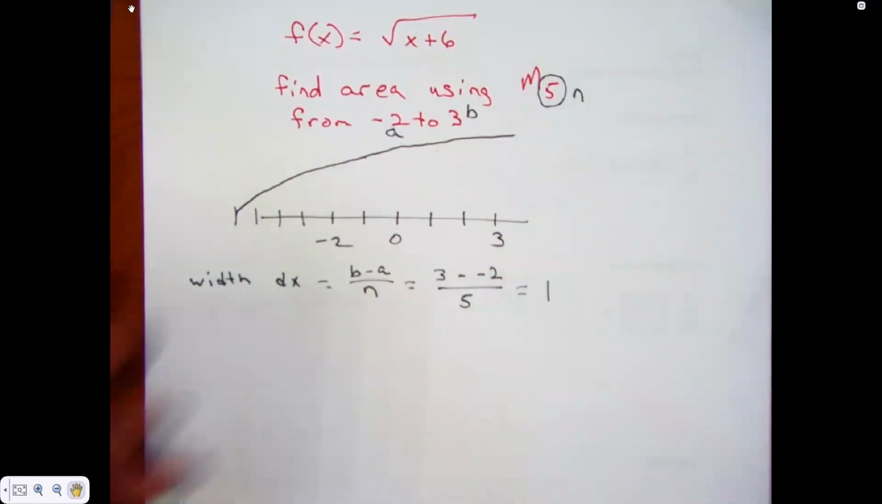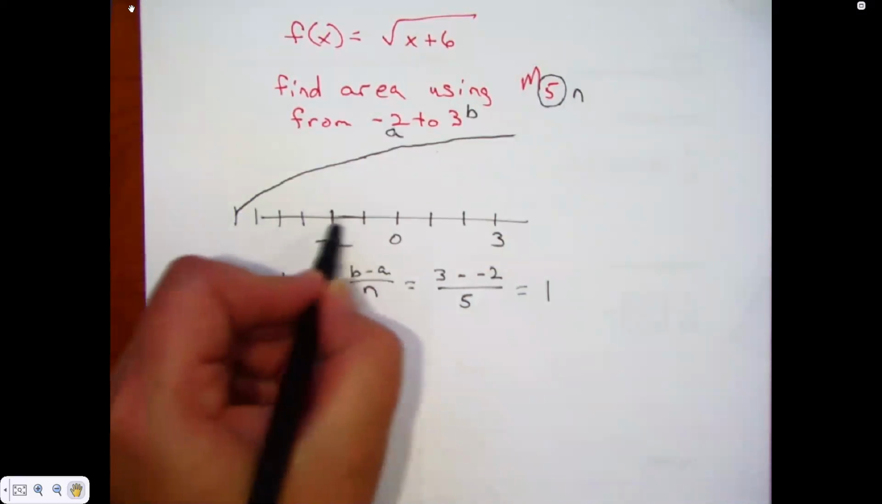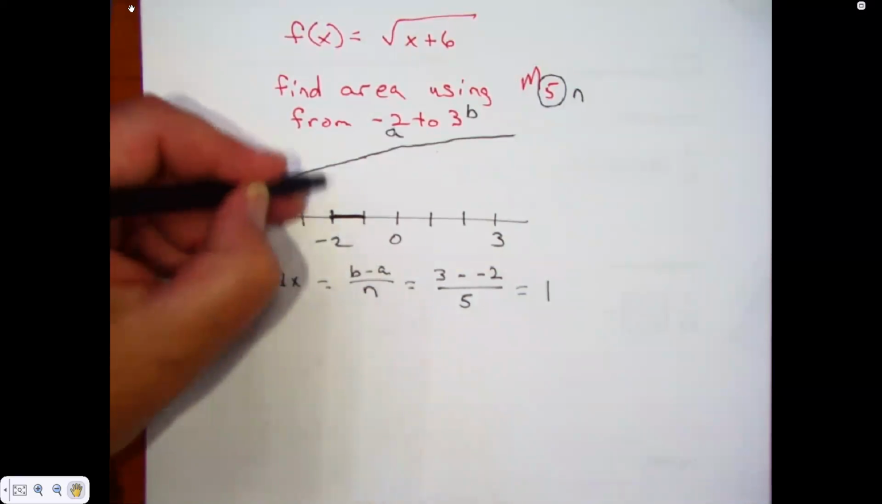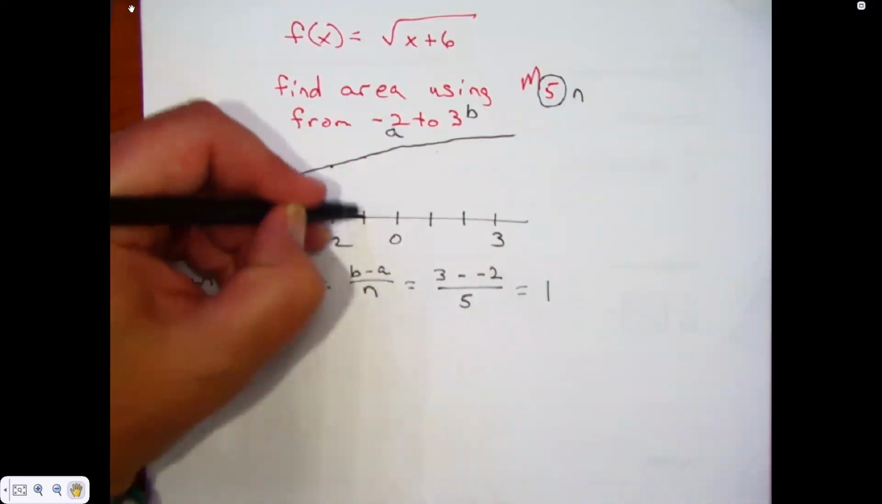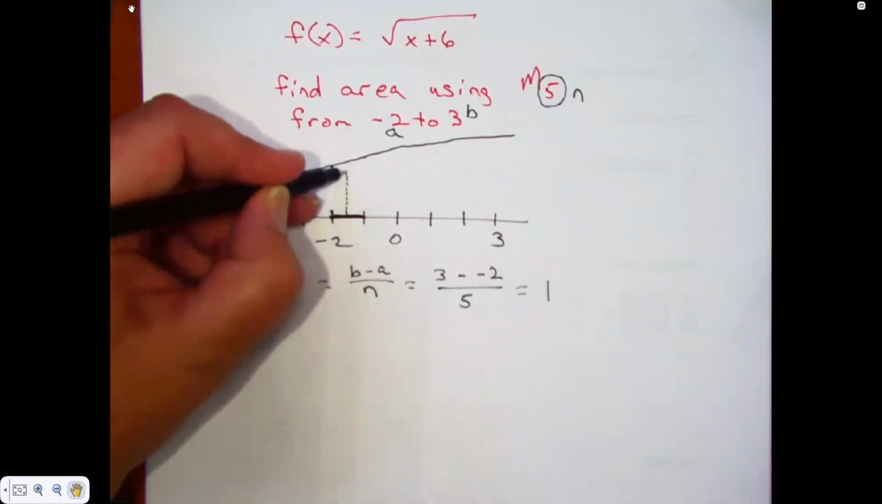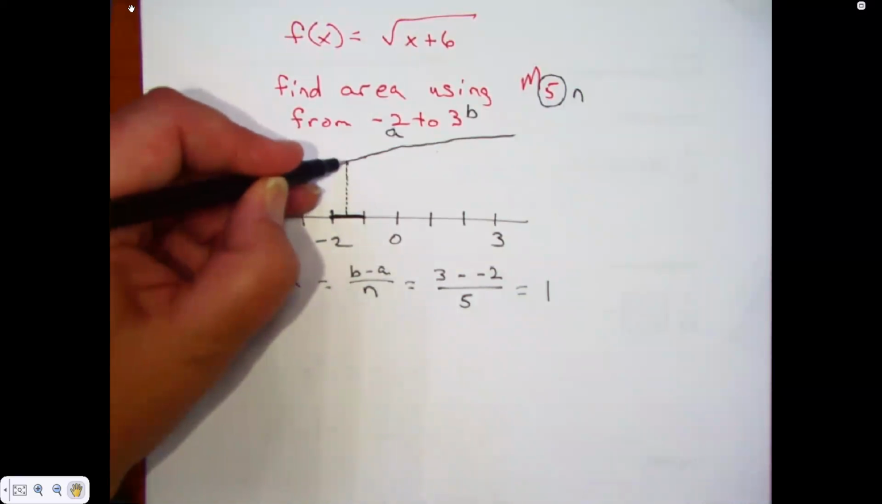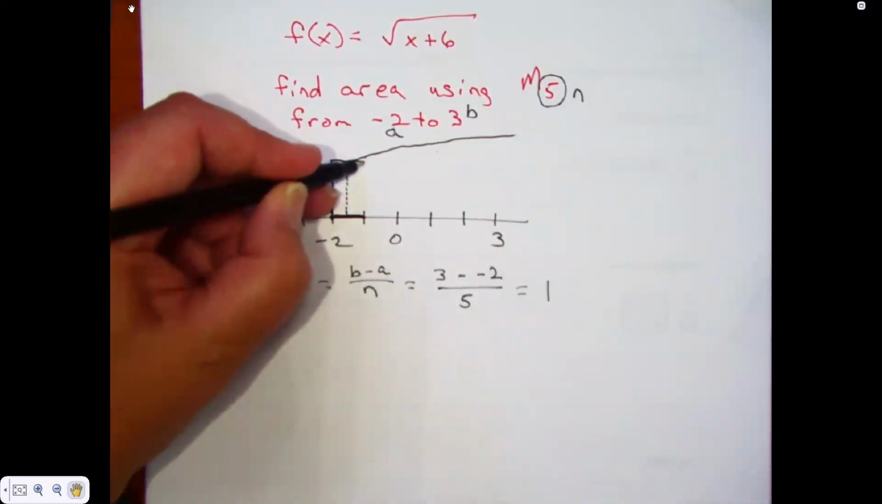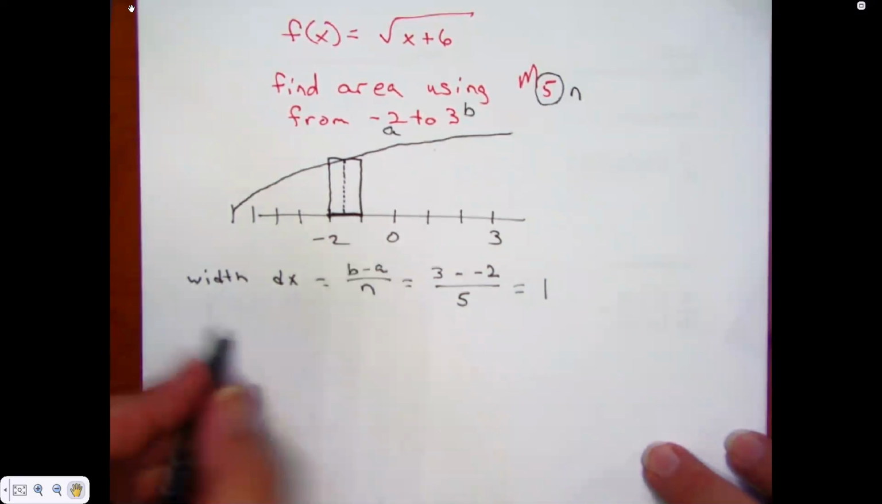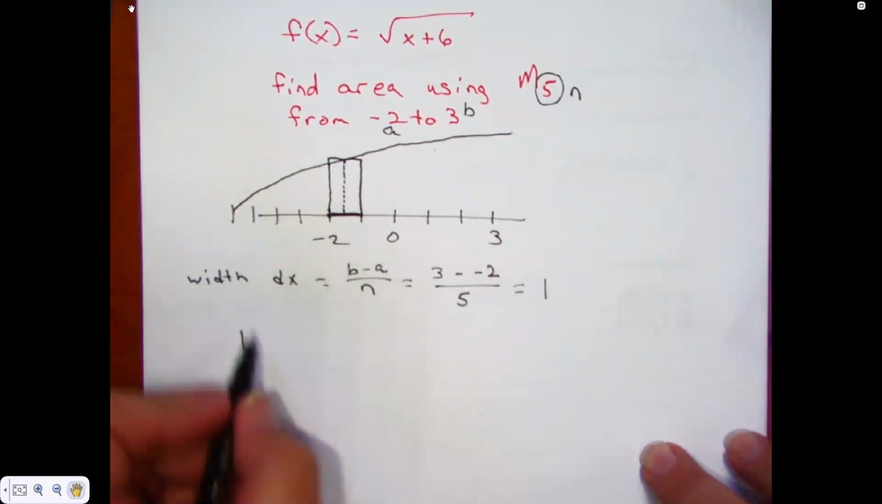Okay, so I know that I'm going to start here at -2, and I know that the width of my rectangle is 1. But I'm not going to go up to the left, and I'm not going to go up to the right. My height is going to be the midpoint. So on this side it's a little bit over, and on this portion of the rectangle it's a little bit under. That's why the midpoint turns out to be so nice. So I know my width is 1 times my height.